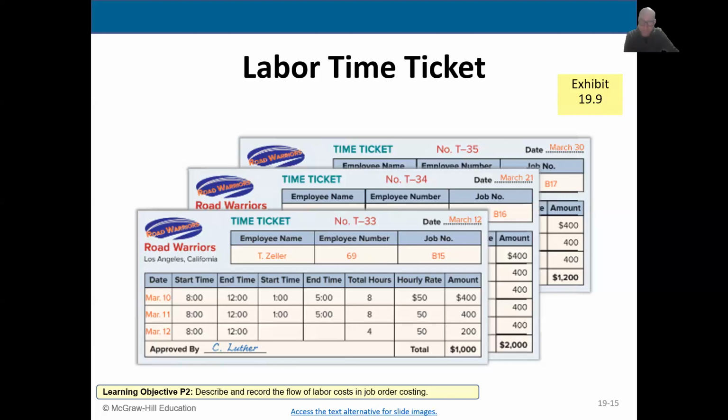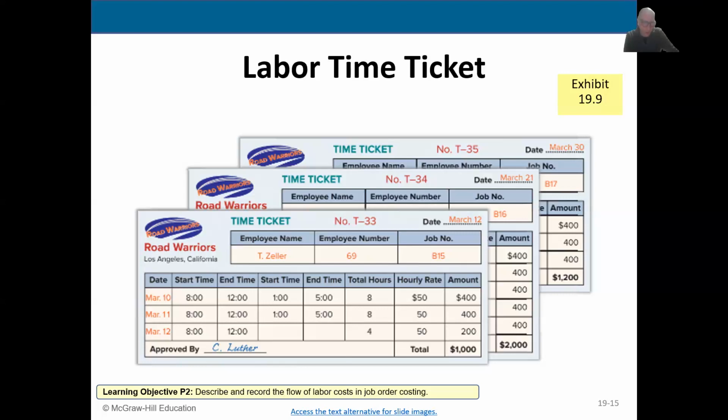I got an employee who is working on a couple of different jobs, 3 different jobs. Job 15, 16, and 17. This employee started working on job 15 at 8 a.m. on March 10, 11, and 12, ended 12 p.m. on 10, 11, 12. And then they came back from lunch and worked for a little bit more time on that particular job.